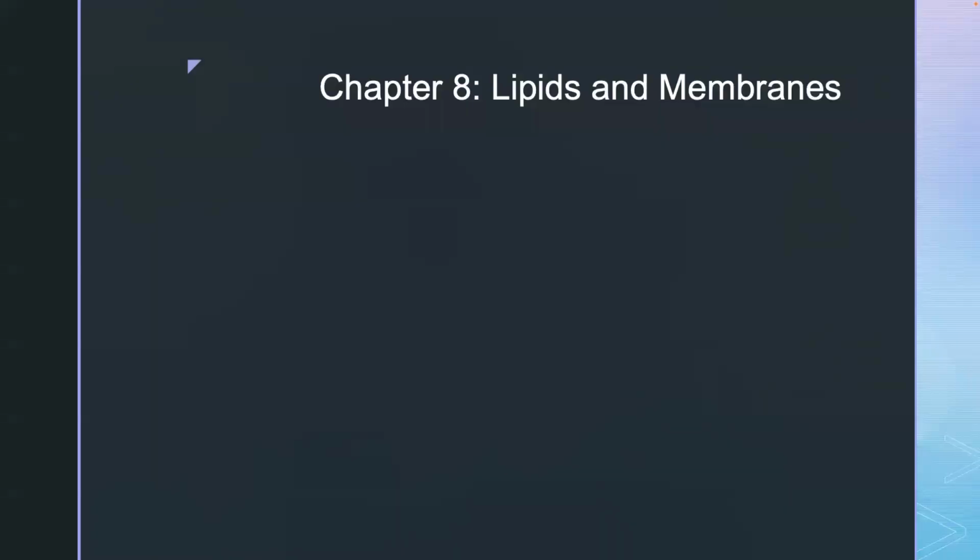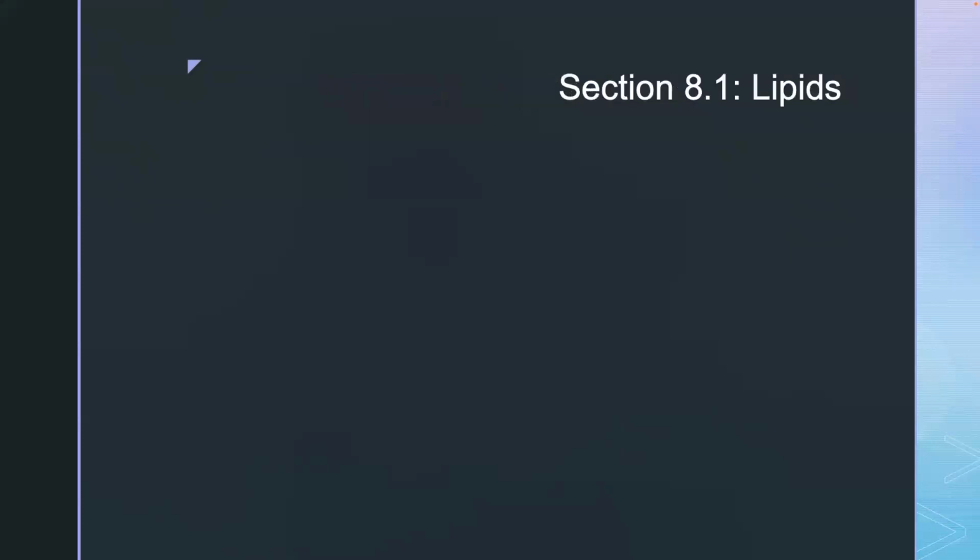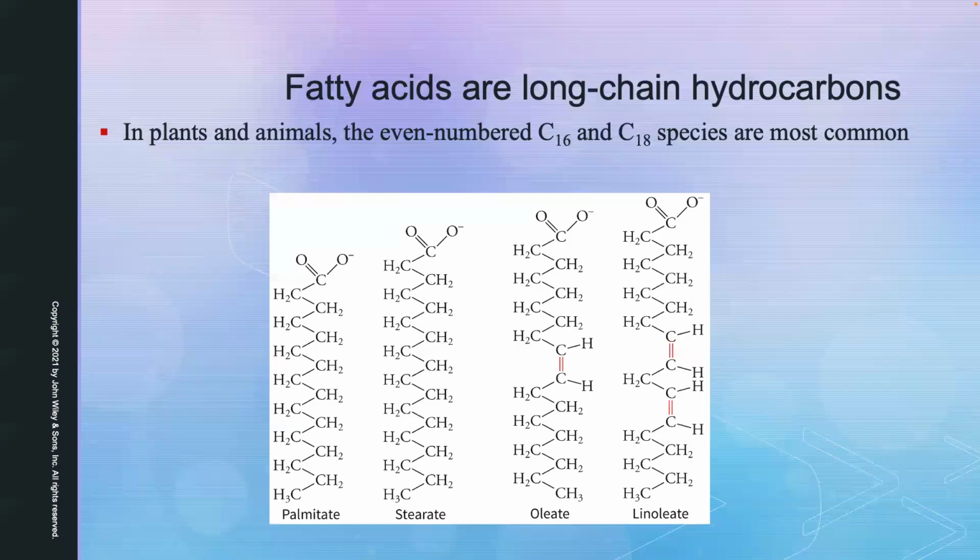All right, so chapter 8, lipids and membranes. So section 8.1, let's talk about some lipids. So what is the main characteristic that classifies a lipid? It's going to have a main hydrophobic portion. Again, like we talked about in the first unit, lipids do not form polymers.